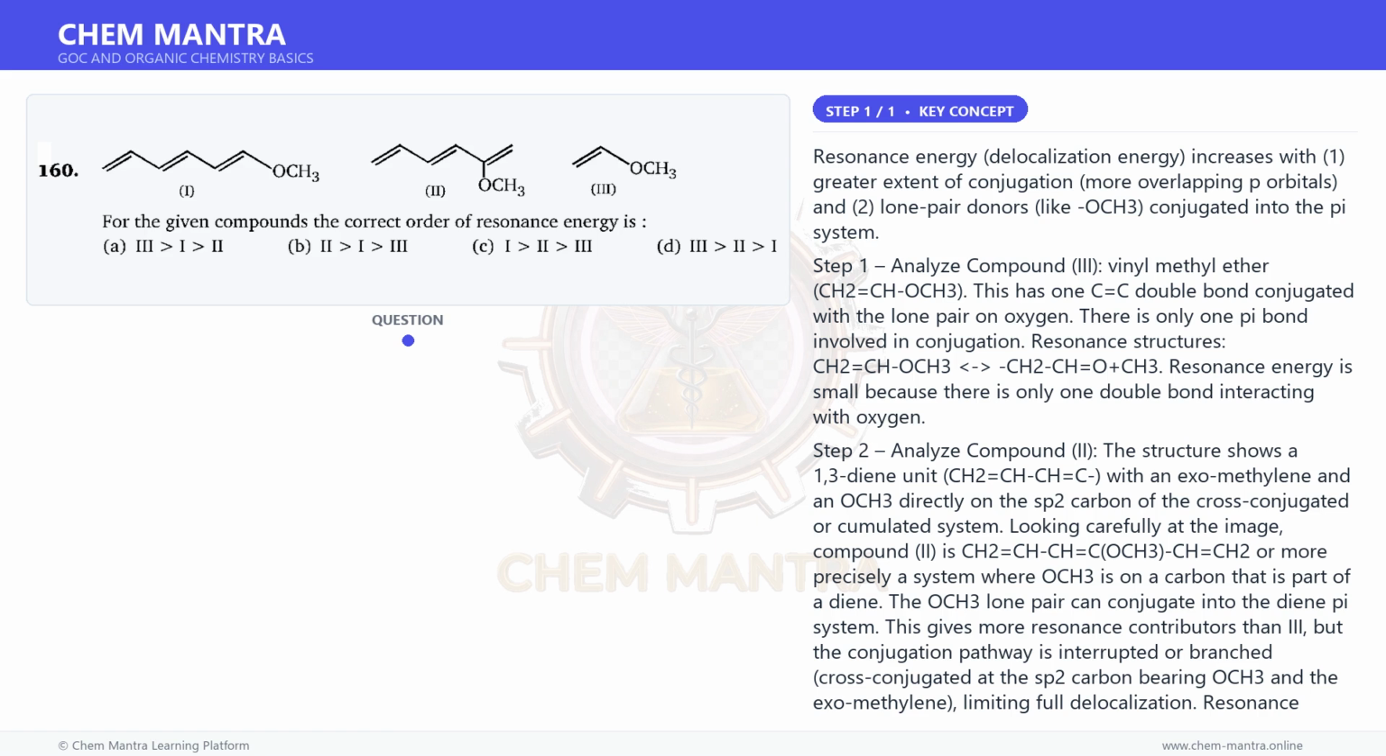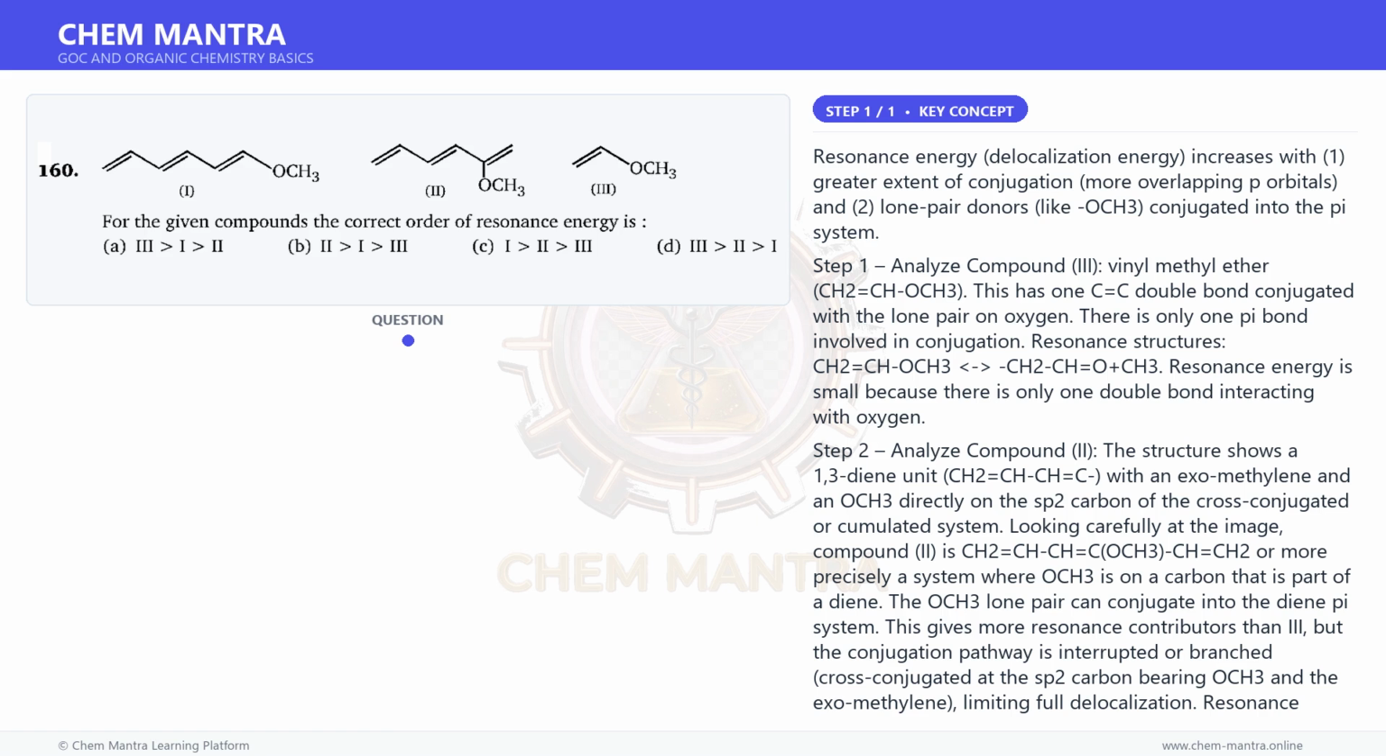Step 2. Analyze compound 2. The structure shows a 1,3 diene unit, CH2=CH-CH=C, with an exomethylene and an OCH3 directly on the sp2 carbon of the cross-conjugated or cumulated system. Looking carefully at the image, compound 2 is CH2=CH-CH=C(OCH3)-CH=CH2, or more precisely a system where OCH3 is on a carbon that is part of a diene. The OCH3 lone pair can conjugate into the diene pi system.